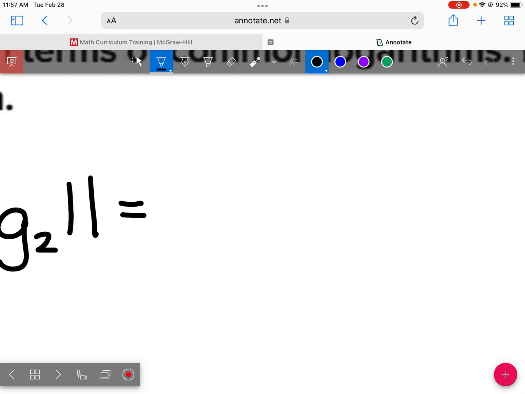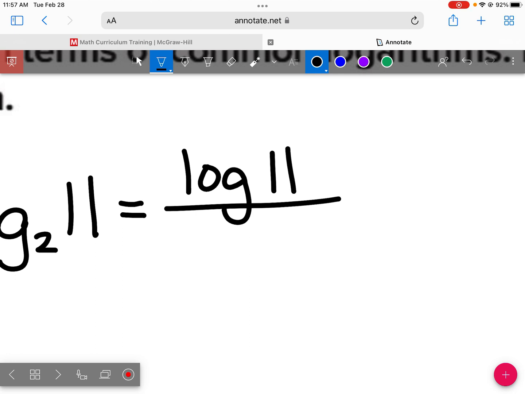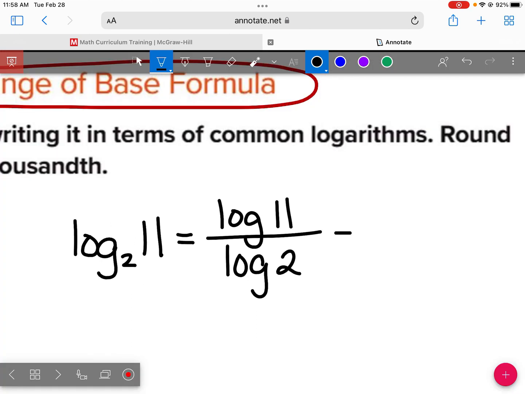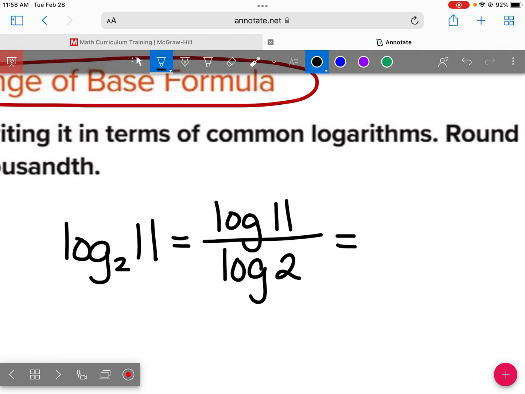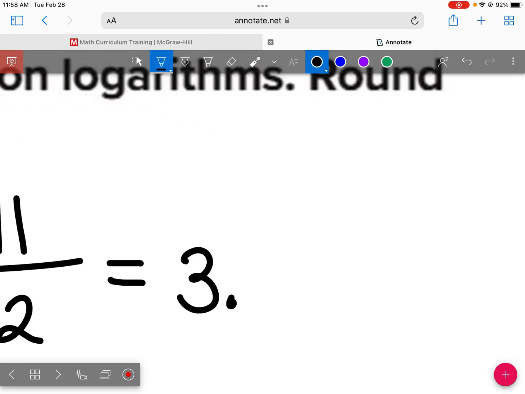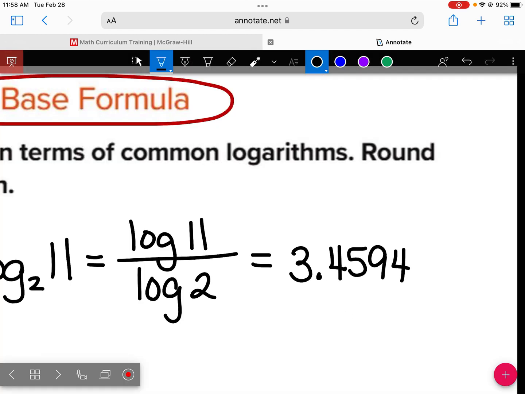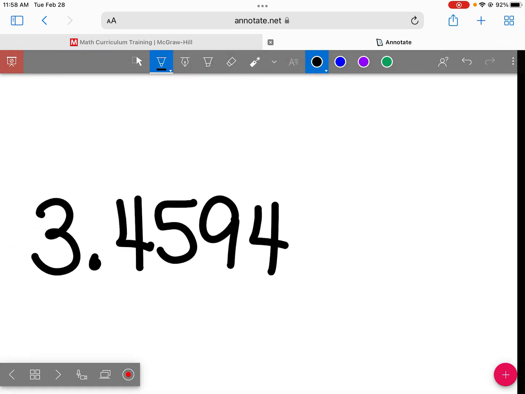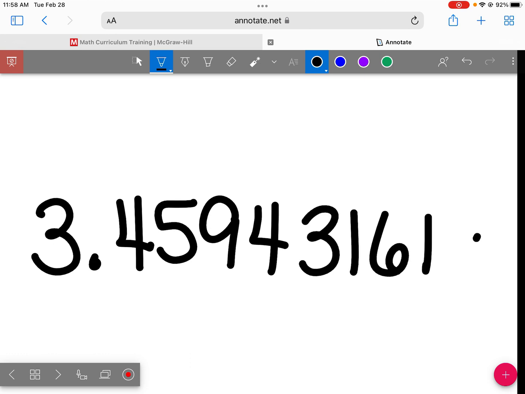What's this going to look like when we use change of base? Log 11 over log 2. When we put that in the calculator, 3.4594. What are the numbers after that? It was 31619.